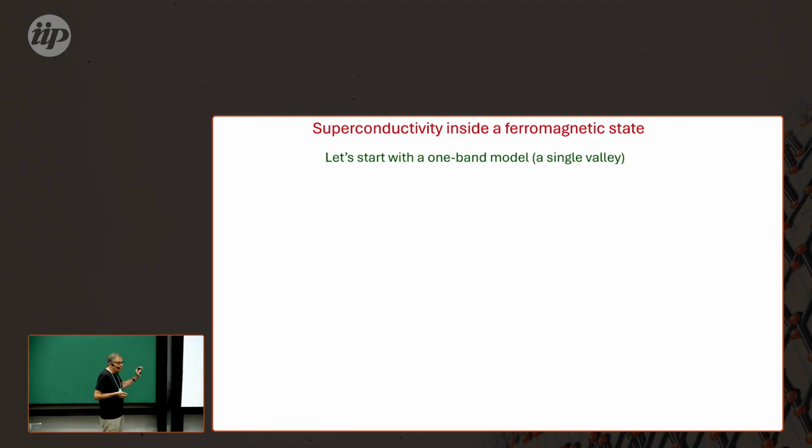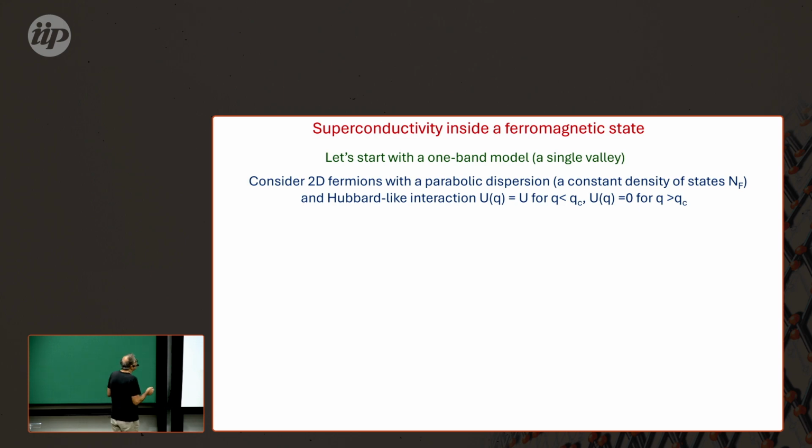Let's start with something very simple. Just a one-band model; forget about two valleys, forget about the model for graphene. Just the simplest possible case. We have a one-band model with a Hubbard-type interaction and a single valley, and I will do something even simpler. Let's assume parabolic dispersion of fermions, a constant density of states, and let's assume that the interaction is a Hubbard U, but of course I want a cutoff, so I set the interaction to 0 below some cutoff. If you don't like it, use just a screened Coulomb interaction, and it will do pretty much the same job. So here's what I want to do. I want to ask a question, what happens?